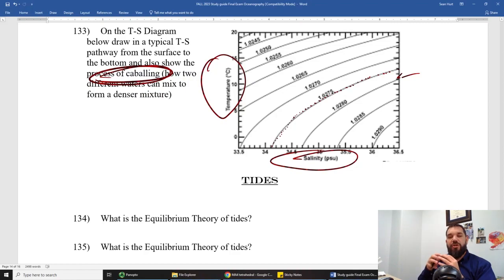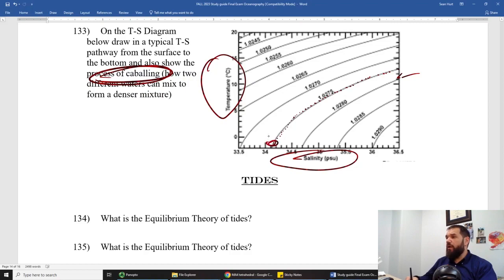And what I'm trying to show you with this process of caballing is that you can have two waters of the same density, but of different temperature-salinity profiles. And when they mix, they actually make a denser water, which is very counterintuitive. You would expect that two waters of equal density mixing would make the same density, and they don't. So let me show you that.